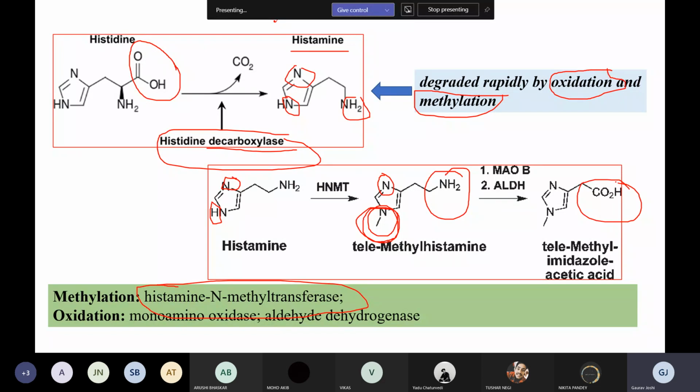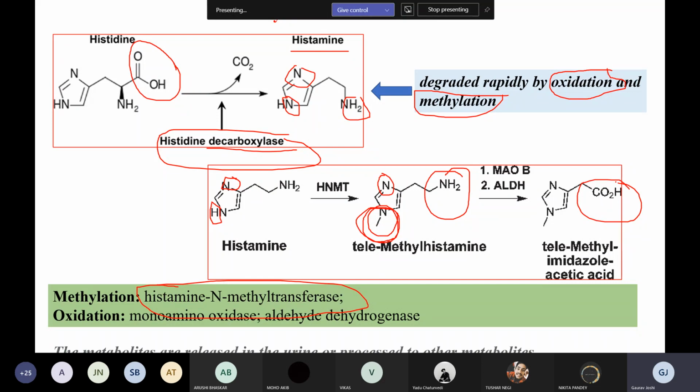The key take-home messages are: first, it is synthesized from the amino acid histidine under the influence of histidine decarboxylase. The second thing, it gets degraded rapidly. It gets degraded by two methods, oxidation and methylation. This is the important general thing you should remember.